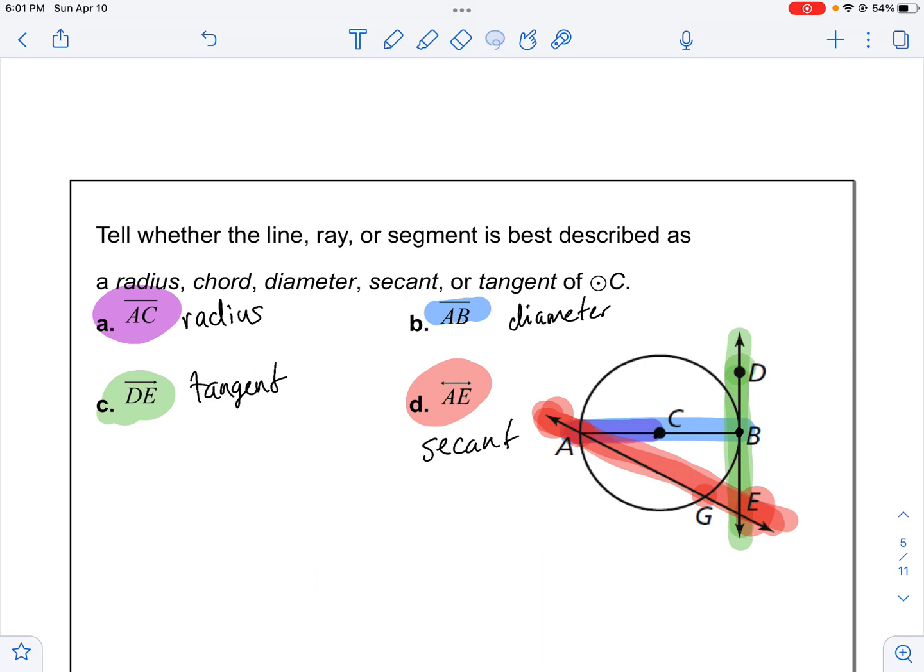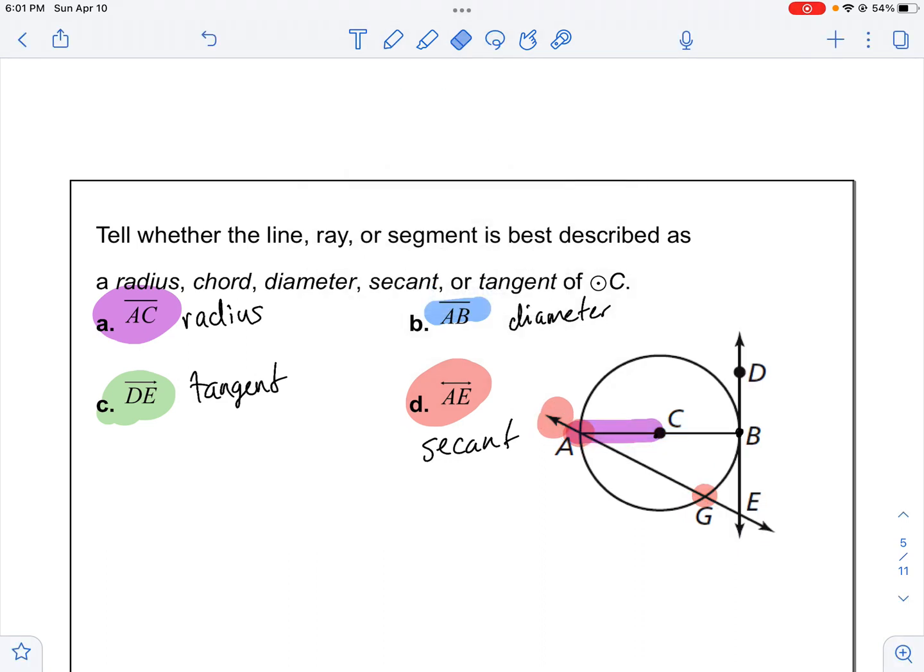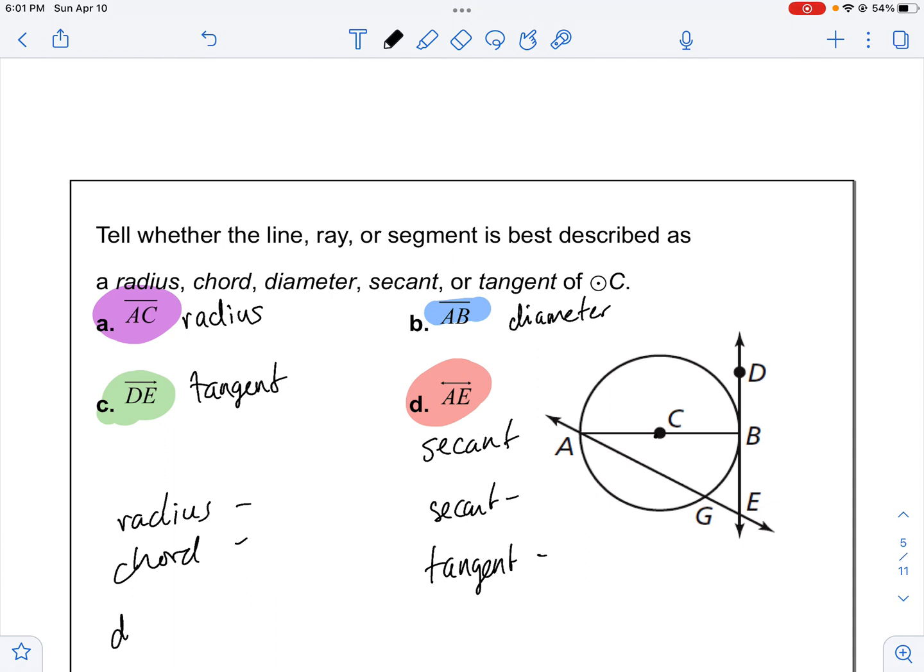Okay, let's just name some other stuff just for fun. I think this is probably the hardest part of the section. It's just remembering all these. And we use them the whole chapter, so this is a really, really important thing. So let's name another radius. Let's name another chord. How about another secant? And another tangent. And I guess another way to name the diameter.